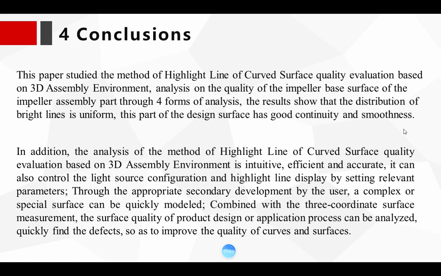Combined with the 3-coordinate surface measurement, the surface quality of product design or application process can be analyzed quickly, and defects found, so as to improve the quality of the curve and surface design.